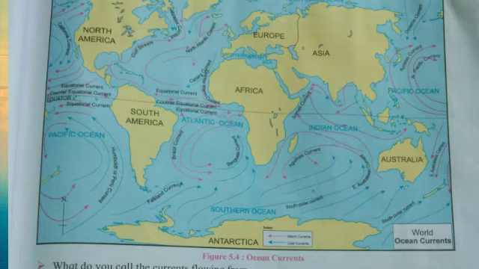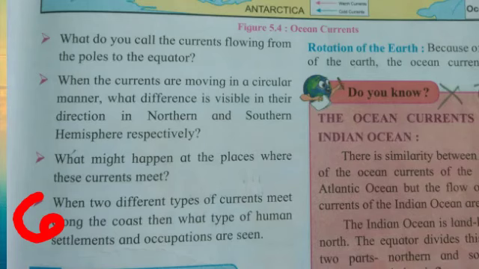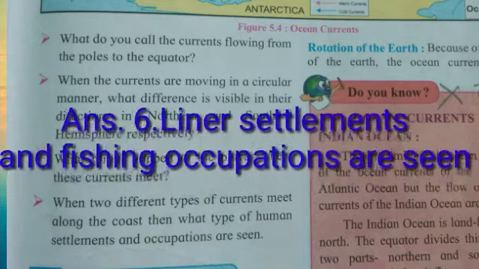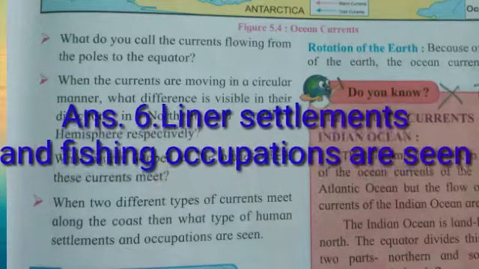Question number 5. What might happen at the places where these currents meet? Answer. Where these currents meet, plankton, vegetation, algae, etc., which is food for fish, might grow at that place. Thick fog might also be formed. Question number 6. When two different types of currents meet along the coast, then what type of human settlements and occupations are seen? Answer. When two different types of currents meet along the coast, linear settlements are seen and the occupation is fishing.